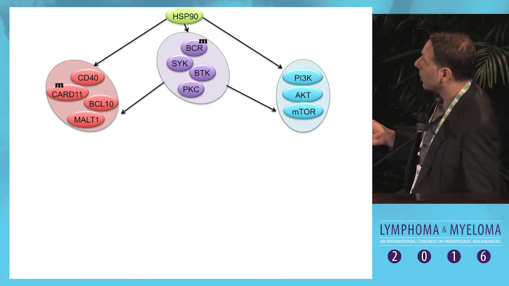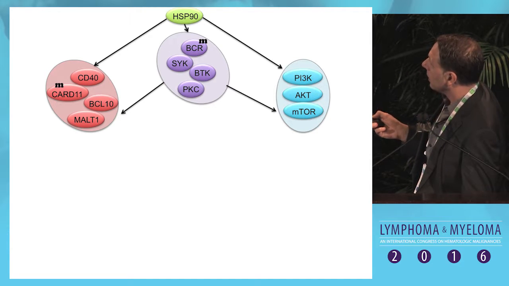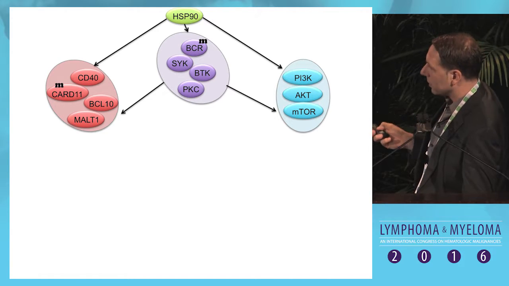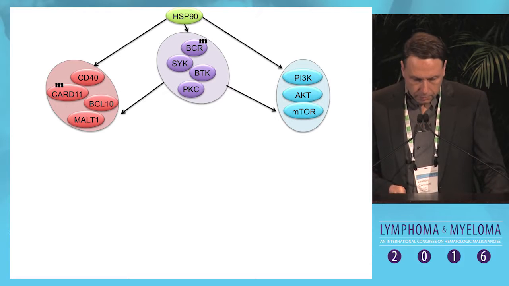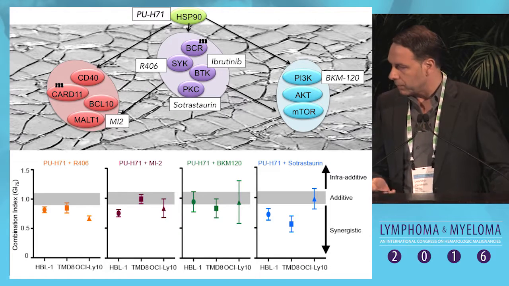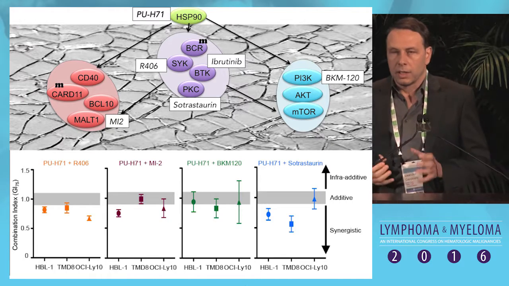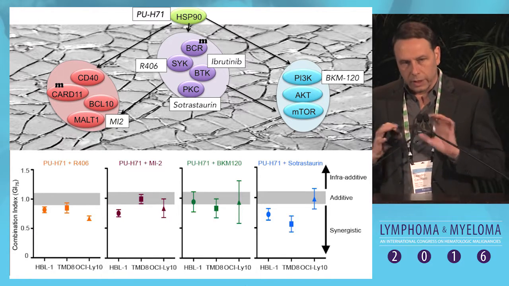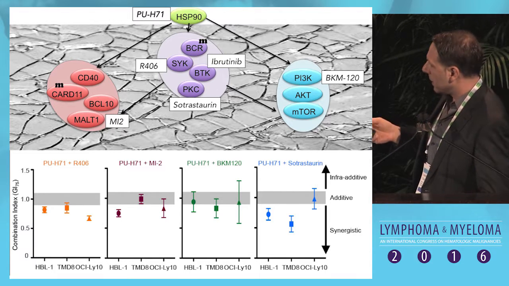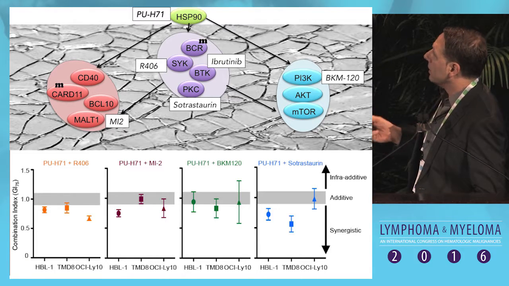So here, this is a picture that we have now after the proteomics I mentioned before. HSP90 is supporting the B-cell receptor pathway, CD40, and PI3 kinase pathways simultaneously. So if we give an HSP90 inhibitor like PU-H71, we think that the system will be weakened somehow. And that will be much easier then to target specifically all these pathways using selected drugs. And this is what is proven here.